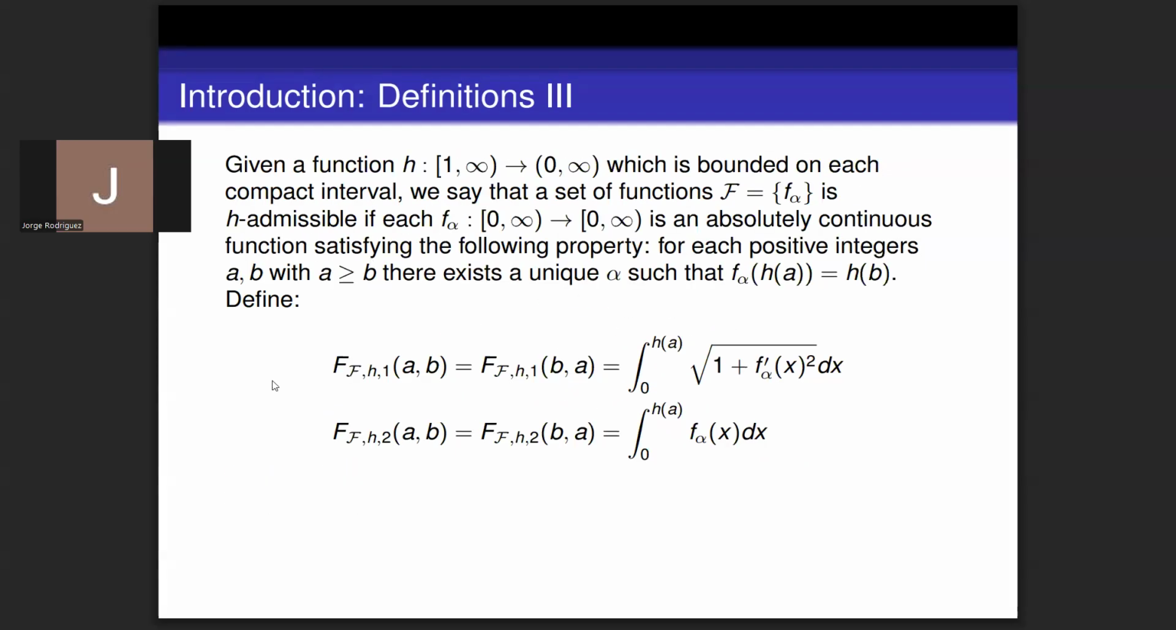So now we can define two objects that are very similar as before. These f1 and f2 are simply the same thing as before, but now the integral is going to be defined, instead of between the minimum value of a and b and the maximum value between a and b, between 0 and the function h evaluated at a. Why? Because a is bigger or equal than b. Of the same thing as before, the square root of 1 plus f prime to the power of 2. And the second object is going to be the same: the integral between 0 and the function h evaluated at a of the function f, okay?